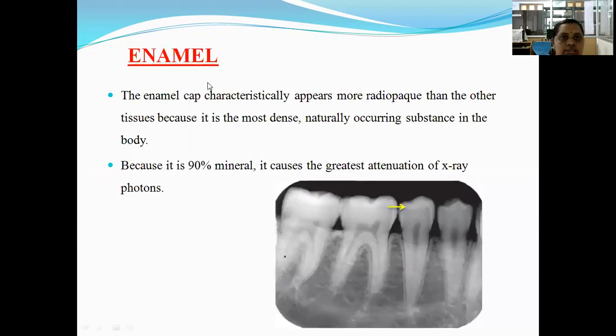Enamel. First is enamel. The enamel cap characteristically appears more radiopaque than the other tissues because it is the most dense naturally occurring substance in the body. Because it is 90% mineralized, it causes greatest attenuation of X-ray photons. Hence, it appears more radiopaque in the radiograph.